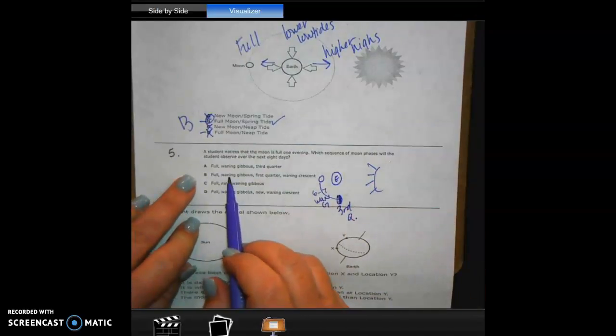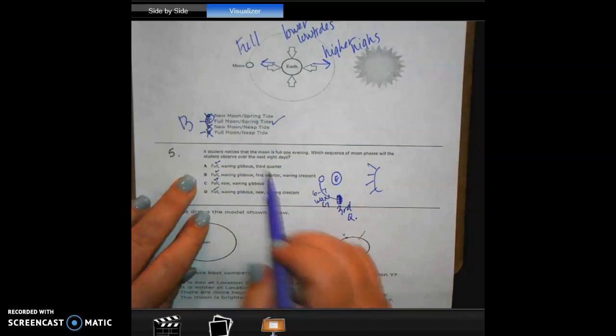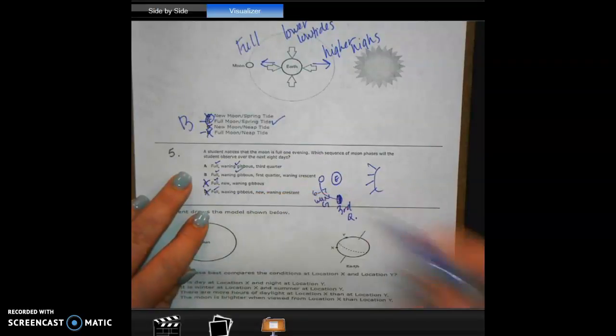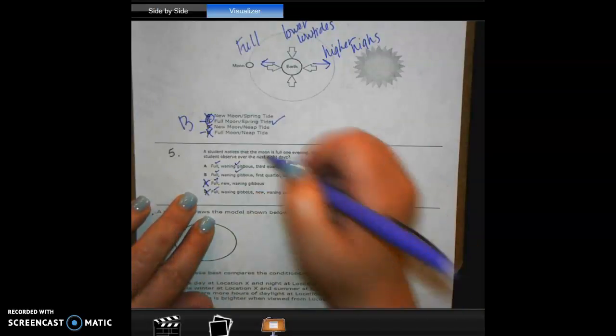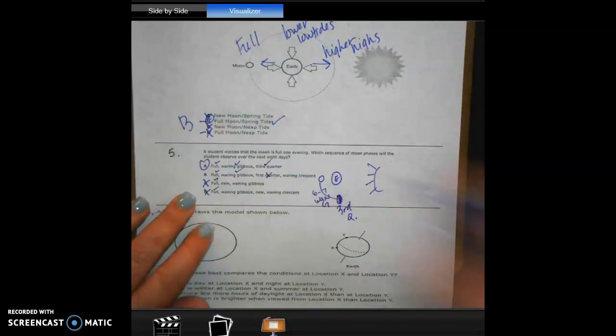So over the next 8 days, we've got the full moon. That's the first on every one. After the full moon is the waning gibbous, not the new moon and not the waxing gibbous. So we can get rid of C and D. Then we have the third quarter. First quarter is not after the waning gibbous, so A is going to be our answer.